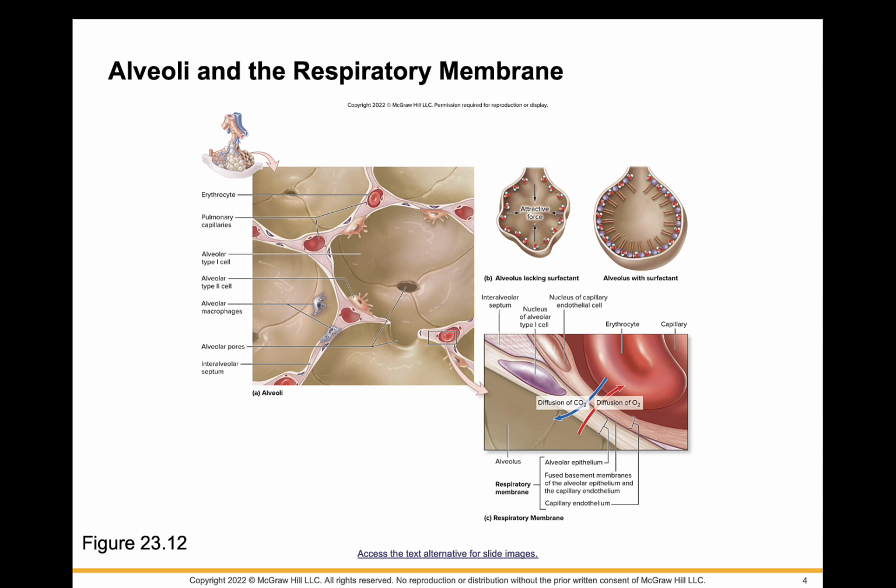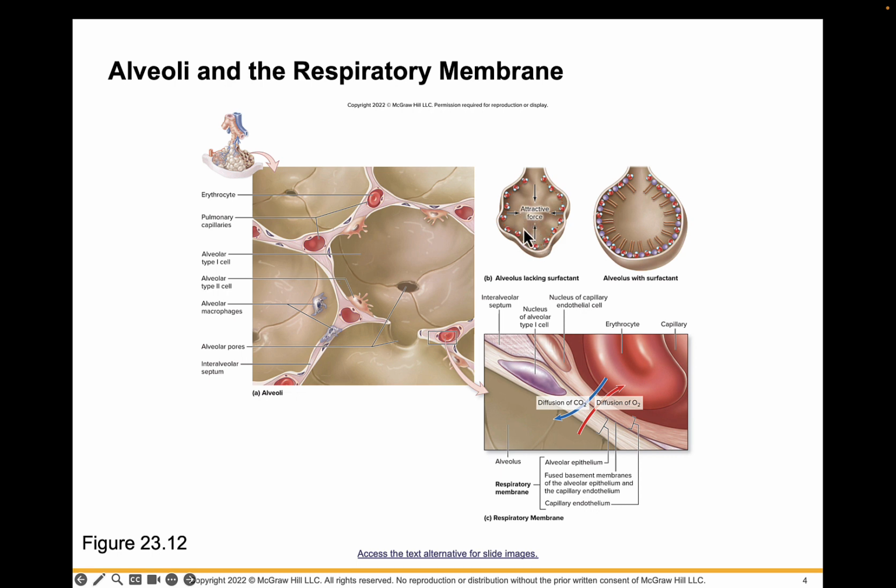Now here we can see a couple of features of the alveoli and the respiratory membrane. Here we can get an idea of the pulmonary capillaries, as there are red blood cells. We can also see the different types of cells. We see the type 1 cell, which makes up the majority of the alveolus, and then the type 2 cells, which are septal cells. And remember, those are the cells that are releasing surfactant.